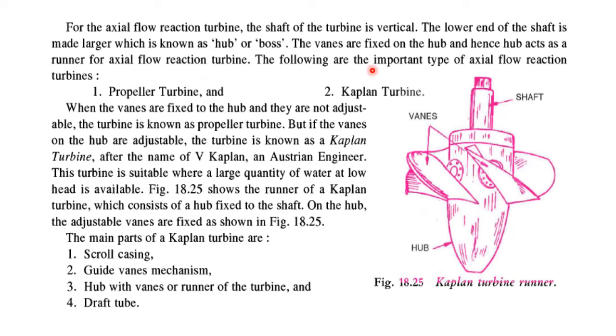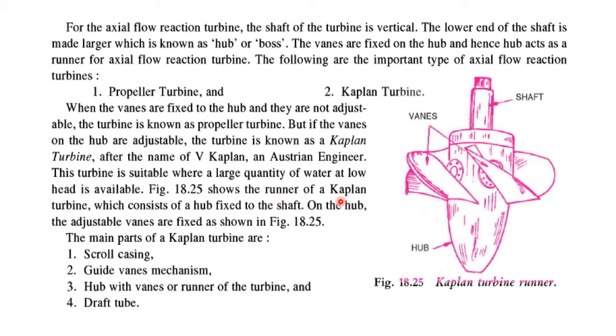The following are the important types of axial flow reaction turbines: propeller turbine and Kaplan turbine. But in our syllabus we have only Kaplan turbine. When the vanes are fixed to the hub and they are not adjustable, the turbine is known as propeller turbine. But if the vanes on the hub are adjustable, the turbine is known as Kaplan turbine. So this is the basic difference between Kaplan and propeller turbine. The Kaplan turbine is suitable for a large quantity of water where low head is available.